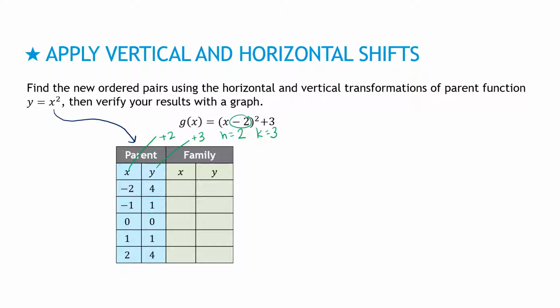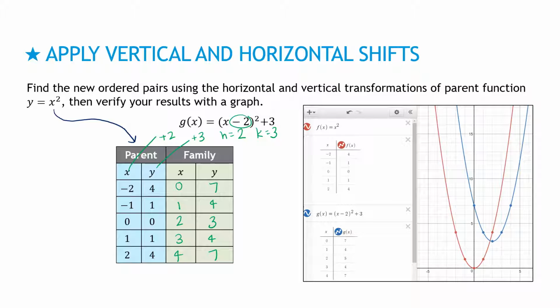So negative 2 becomes 0, negative 1 becomes 1 because I'm adding 2. 0 plus 2 is 2, 1 plus 2 is 3, 2 plus 3 is 4. For my y values, I'm adding 3, 4 plus 3 is 7, 1 plus 3 is 4, 0 plus 3 is 3, 1 plus 3 is 4, 4 plus 3 is 7, and then let's check those with the graph.